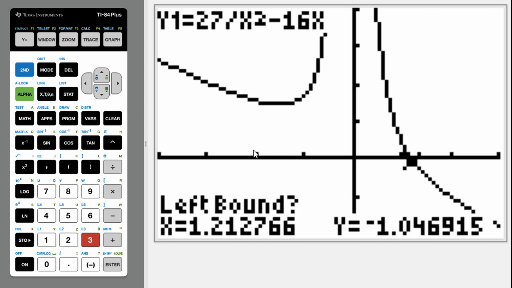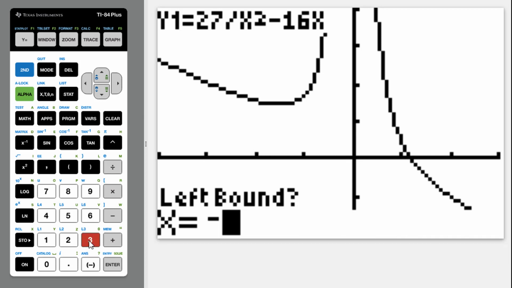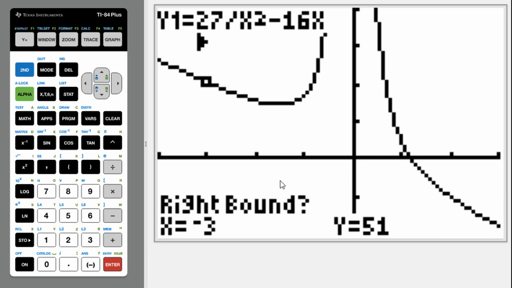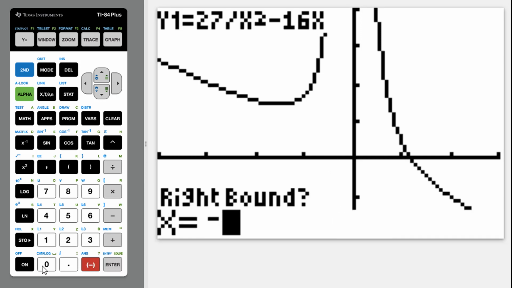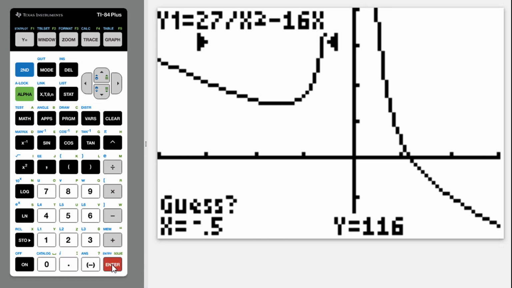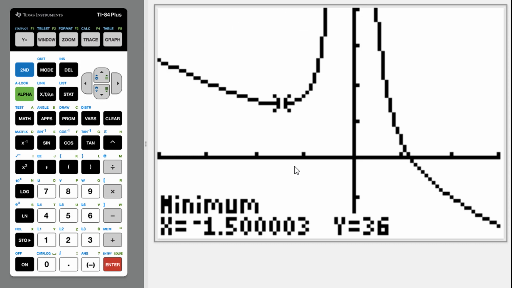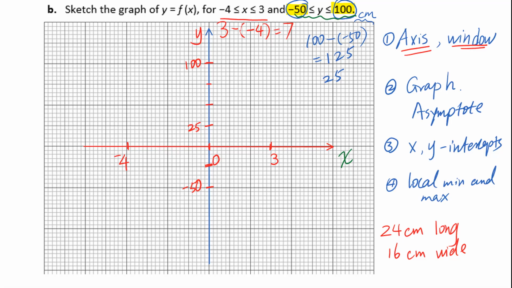This is -1, -2. We can make a -3 as the left bound. And make -0.5 as the right bound. Then enter. You will get -1.5, 36. This will be the minimum point. Do not forget this asymptote line.